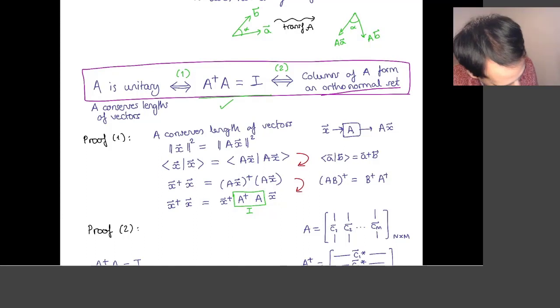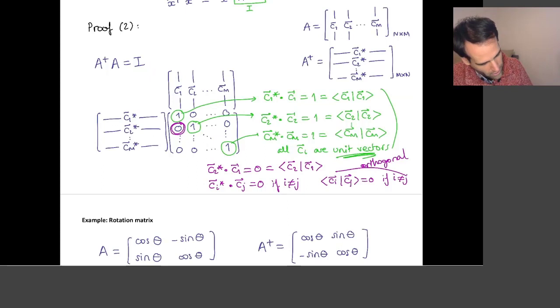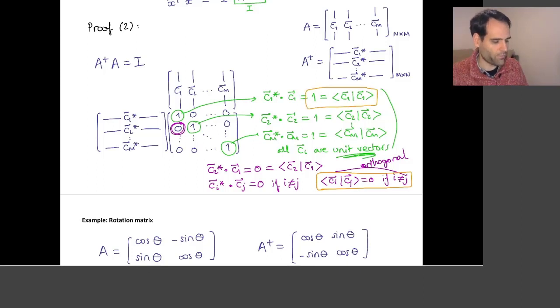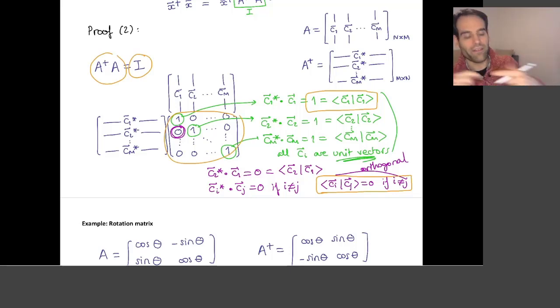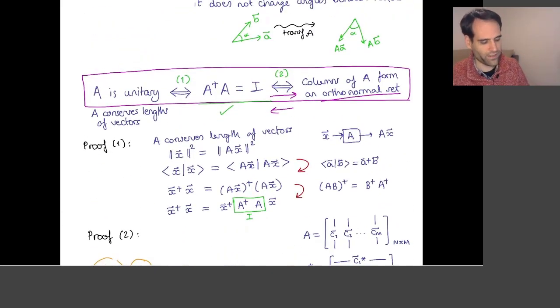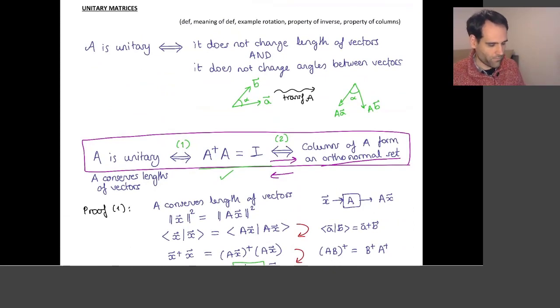We proved this direction, but it's very easy to go back, because if we start with the known inner products being 0 if i is different to j and being 1 when the inner product is with itself, we can then figure out that the product of these two matrices must be equal to the identity matrix. So we can go the other way around, and we can prove both directions of this arrow. Okay, so that finalizes our two proofs. You see, it's a very elegant proof, and the result is very powerful.